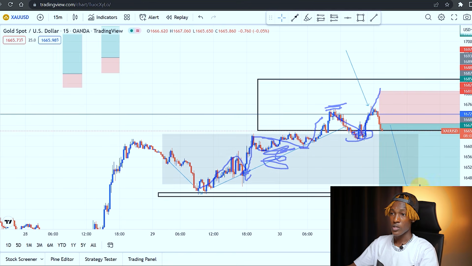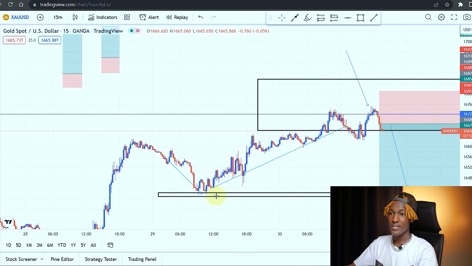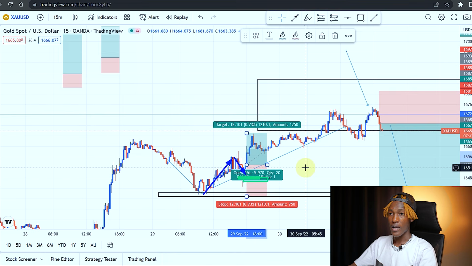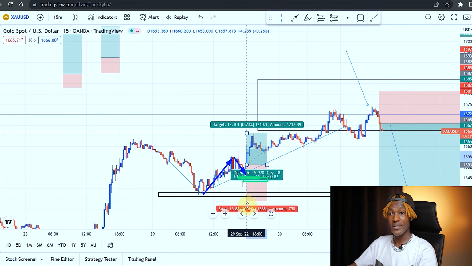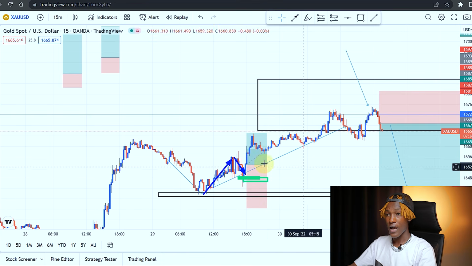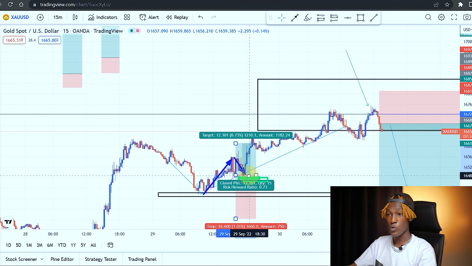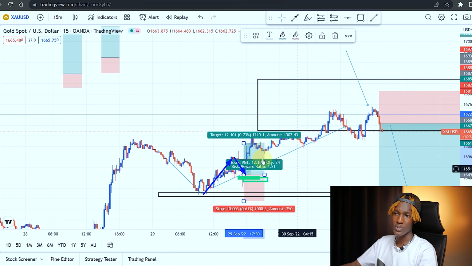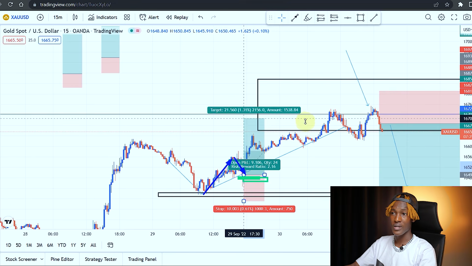So going back here, you can see that we push up, come back for a pullback, right? Now these are the points that I'm trying to emphasize. This is where we get positions. You can see we're going to get our position here. Just place your stop loss a few pips from where the pullback closed, or from around here. Then stretch your stop loss to about 15 to 20 pips, whatever. And then you take profit at about 1 to 2, right?